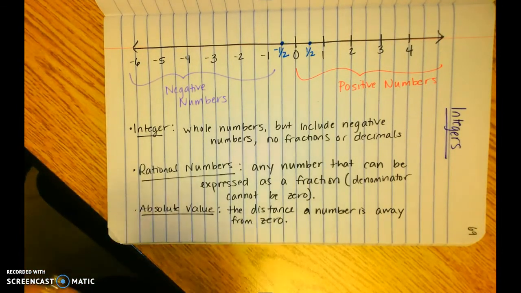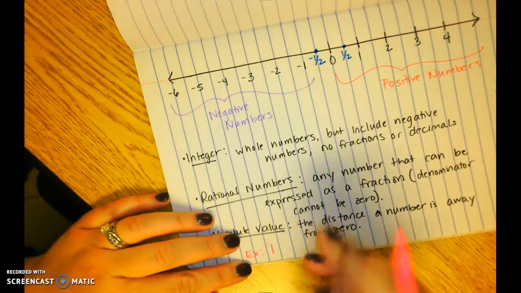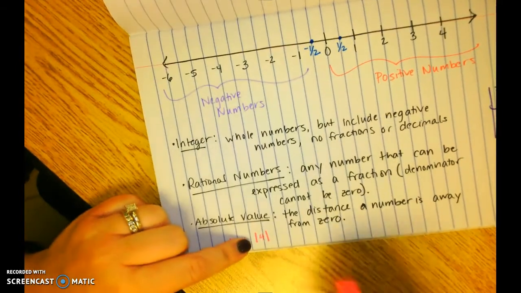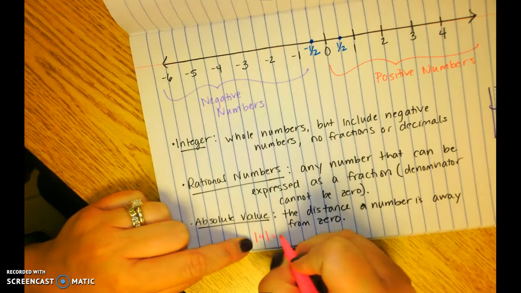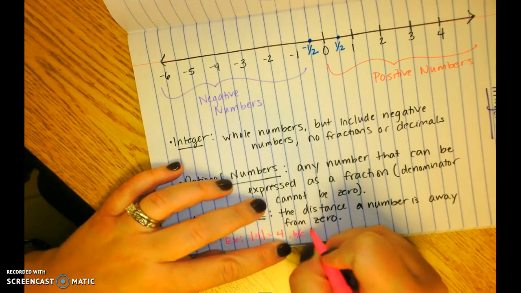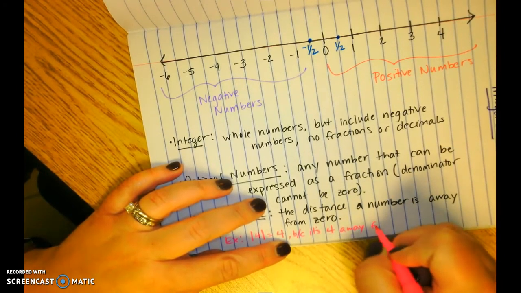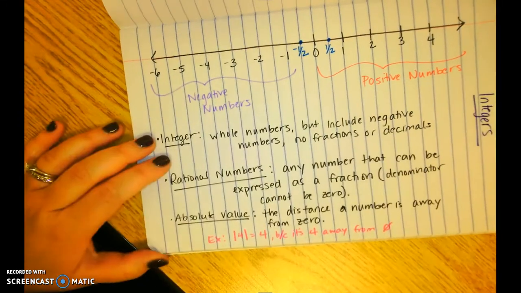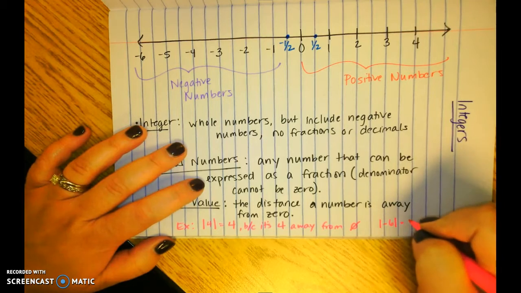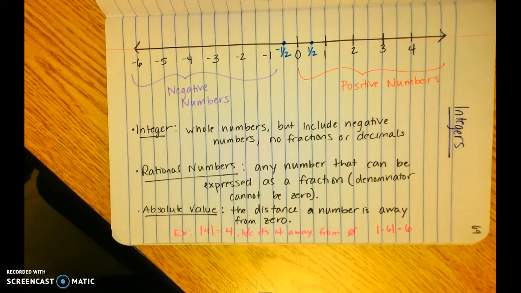So our example for this, we could say, and the absolute value is represented by these little vertical bars. So when you see something like this, it's asking for the absolute value of 4. So the absolute value of 4 is 4, okay, because it's 4 away from 0. Absolute value of -6 is 6 because it's 6 away from 0. So absolute value is never going to be a negative number.